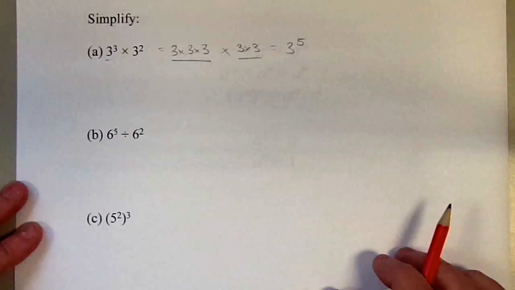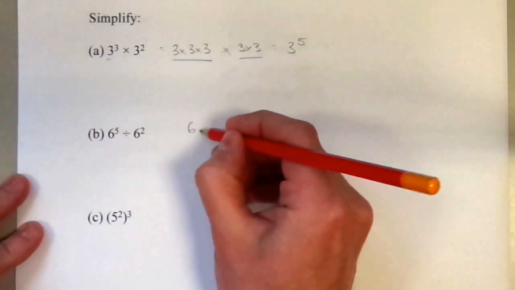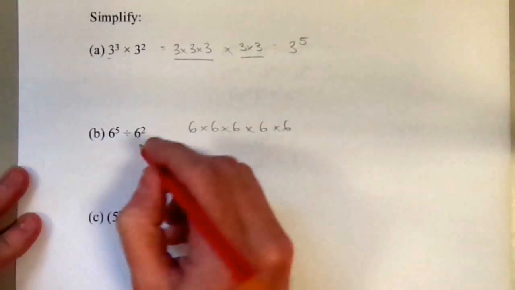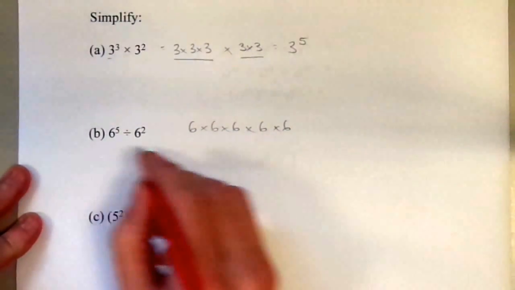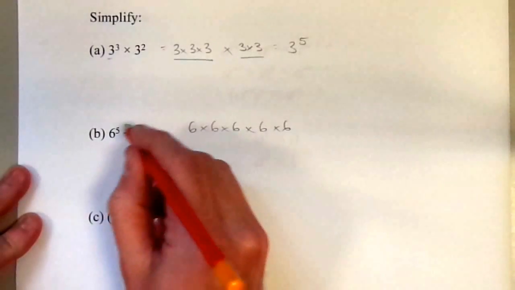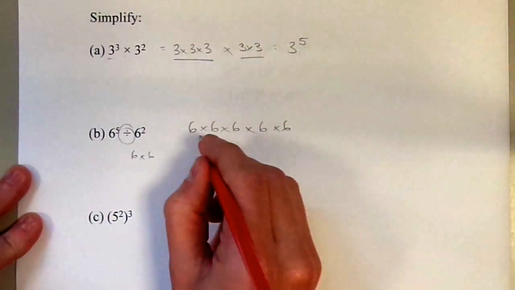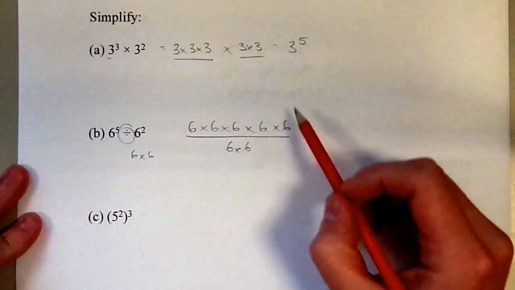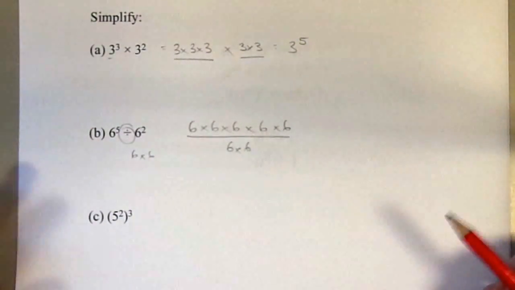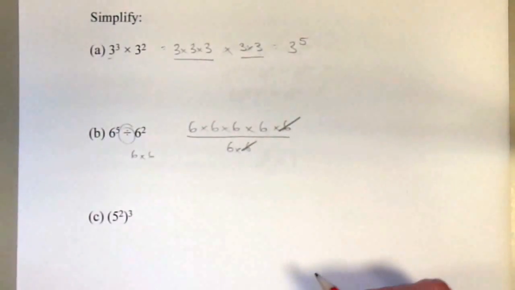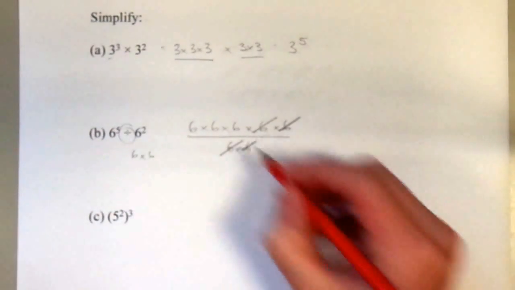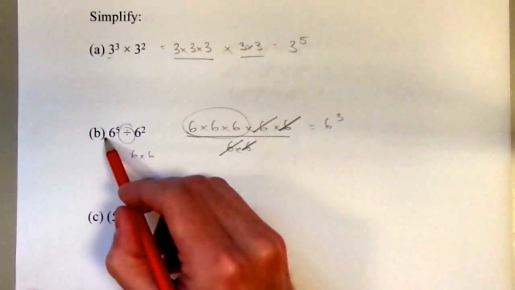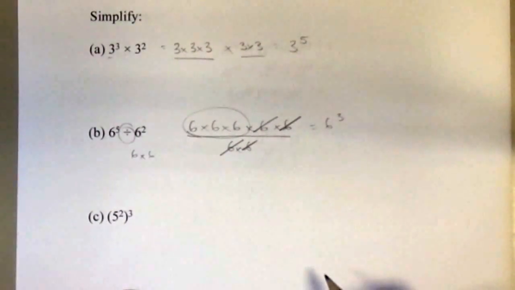Right, we can do something similar for division. 6 to the power 5 means 6 times 6 times 6 times 6 times 6. 6 squared means 6 times 6. This time we're dividing. I'm going to write it like this with a division line, and then every time we multiply by a 6 and then divide by a 6, they cancel one another out. So that one and that one cancel, and that one and that one cancel, leaving us with 3 6's. So 6 to the power 5 divided by 6 squared is 6 cubed.